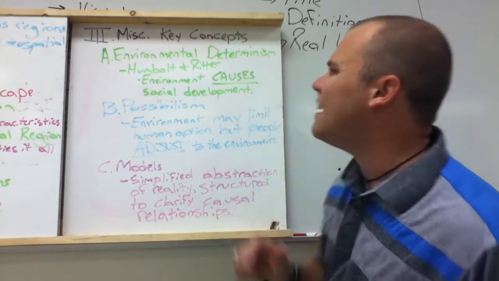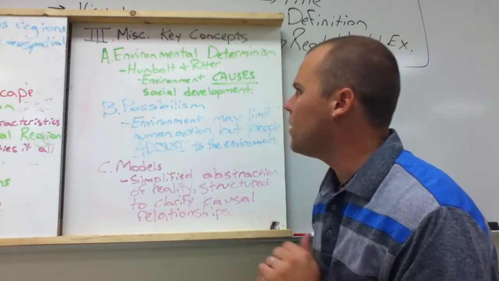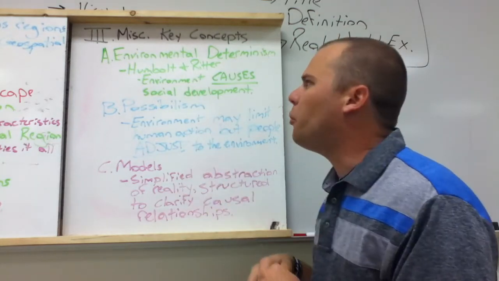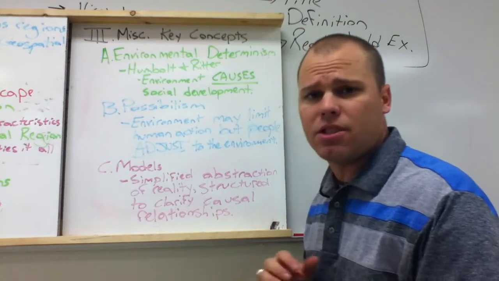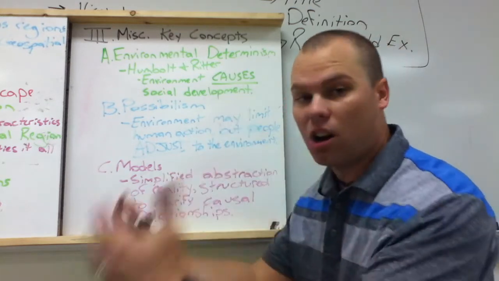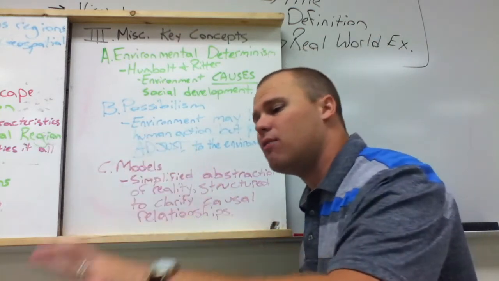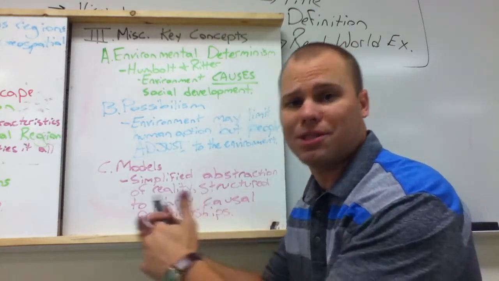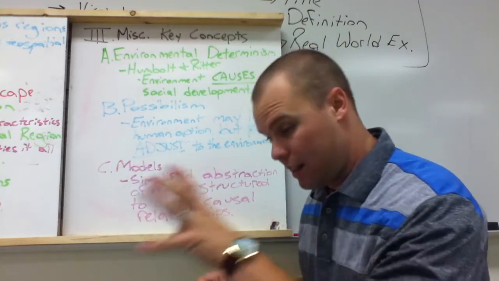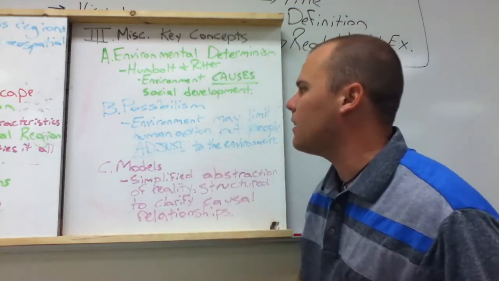The first is environmental determinism. Humboldt and Ritter created this idea of environmental determinism, and they said that the environment determined, or the environment caused, social development. So the environment directly influenced how developed a society was, or how a society developed along its way. The environment determined that.